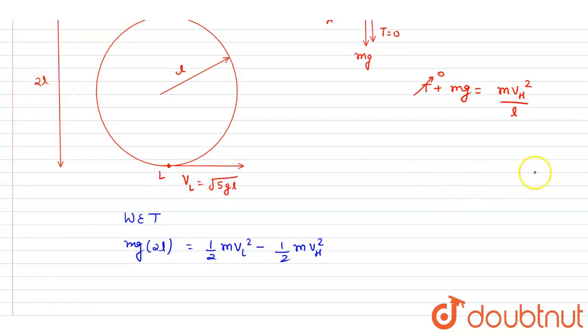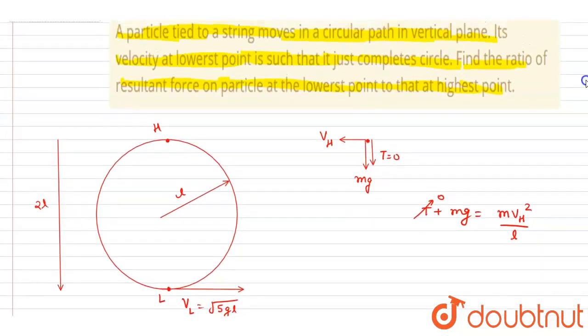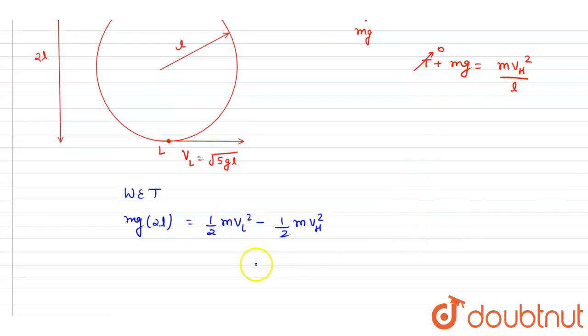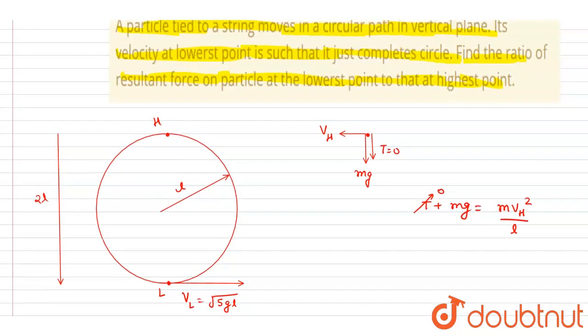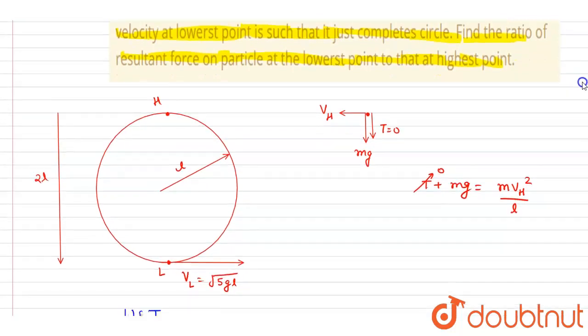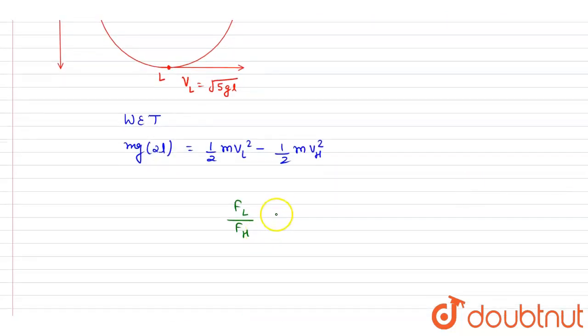Now if you see here, we want the net force on the particle at the lowest and at the highest position. So if I talk about the net force at the lowest and at the highest position, right? It will be mass times acceleration, right? Net resultant force is mass times acceleration.